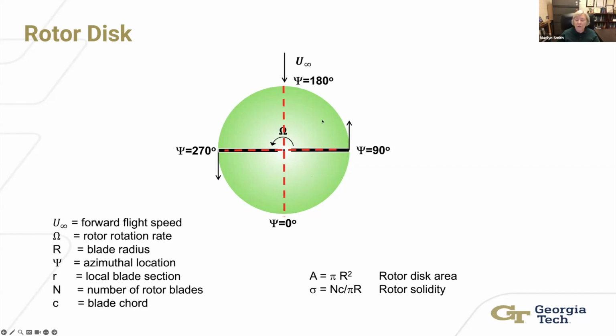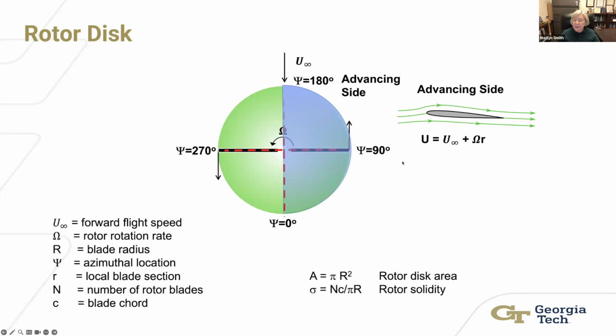The second quadrant goes from 90 to 180. The third from 180 to 270. And the fourth from 270 to 0 again. All right, so the problem is our flow varies in all of these different quadrants based on physics that we'll talk about in just a moment.